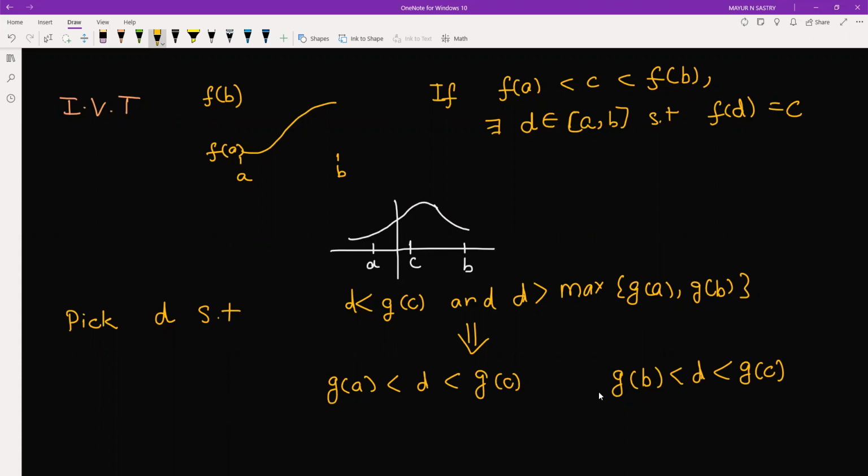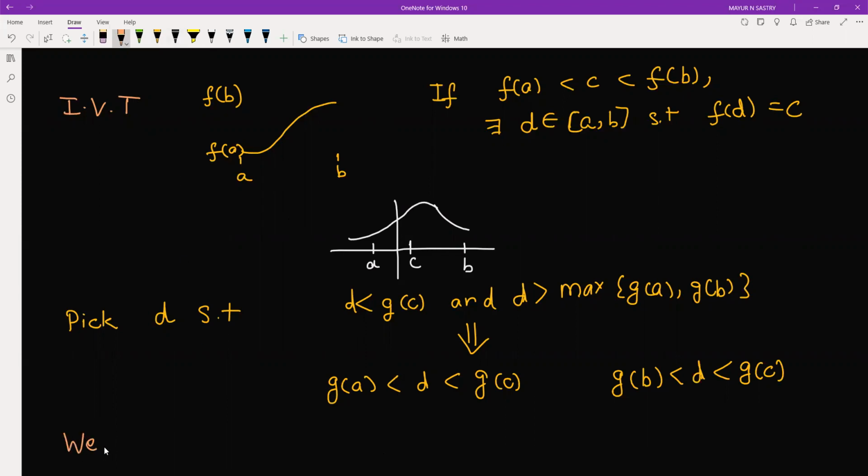So if I apply the intermediate value theorem in the interval A comma C, I get one point which maps to D, and in the interval C comma B, I get another point which maps to D. And they must be distinct because they are in distinct intervals. I'm picking the open interval A comma C and the open interval C comma B for the intermediate value theorem. So those two points must be distinct, and hence two distinct points map to D itself, which contradicts the fact that G is 1 to 1.